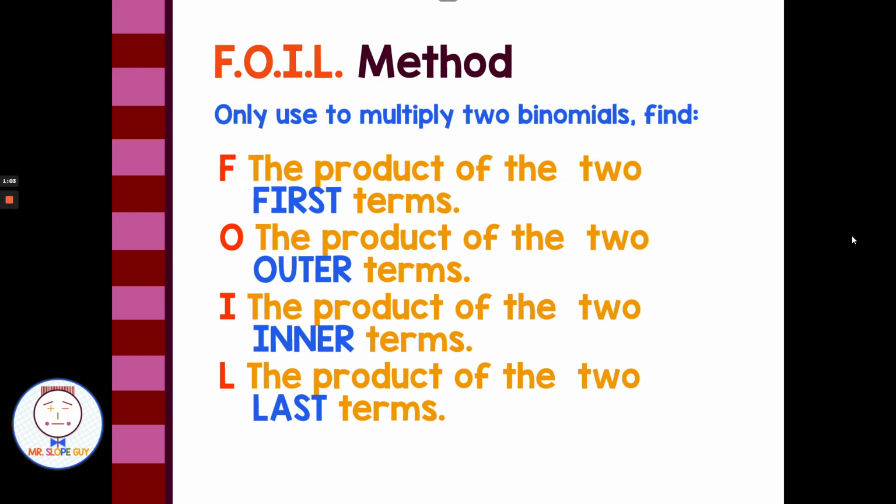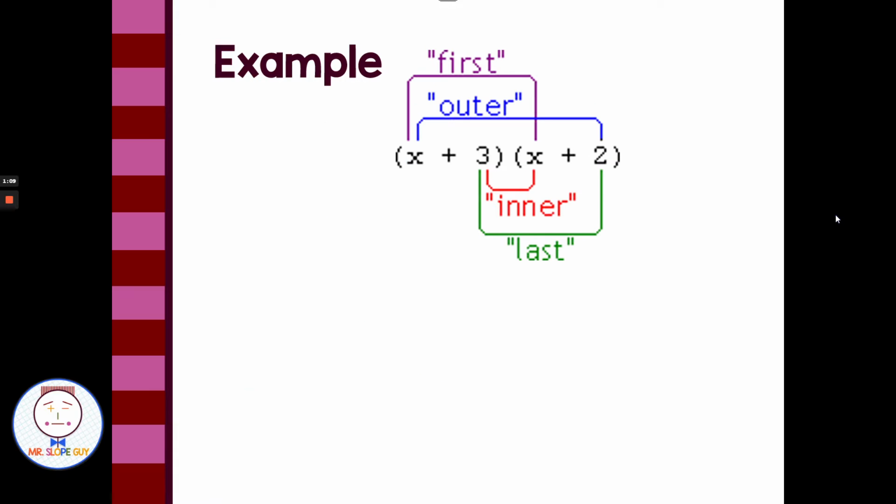And a problem would look like this. Remember, we're only using it for multiplying binomials. Say we have x plus 3 times x plus 2. Notice how there's no sign in between the parentheses. That means multiply. There's not an add or subtract there. There could be a dot, but most of the time it's just two parentheses indicating we're multiplying. And we know it's a binomial because each one has two terms separated by one add or one subtract sign.